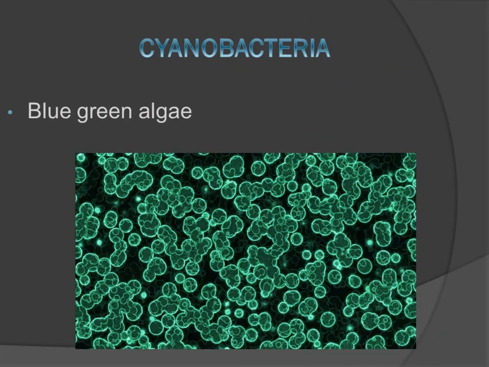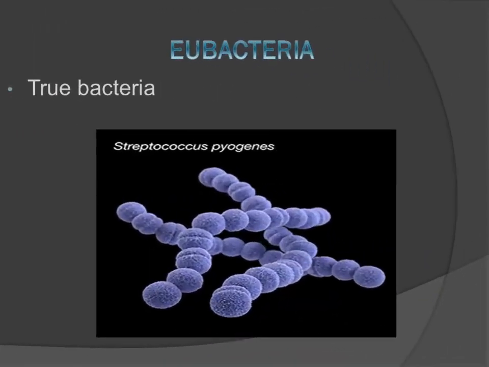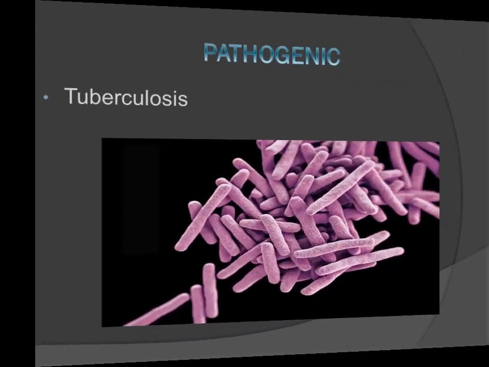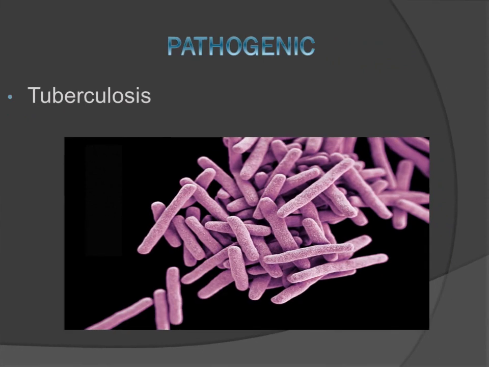The first one is cyanobacteria. Example, blue-green algae. Fine. Then eubacteria, it's a common bacteria. One example we could say is streptococcus bacteria, right? Then the probiotic, it's a useful bacteria. One example, lactobacillus. The fourth variety, pathogenic bacteria. One example we can say is tuberculosis bacteria. Fine. So two domains over.